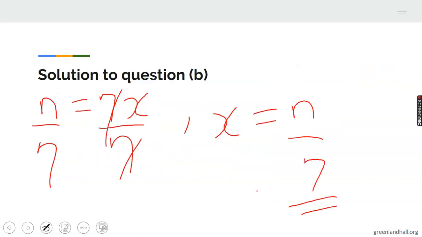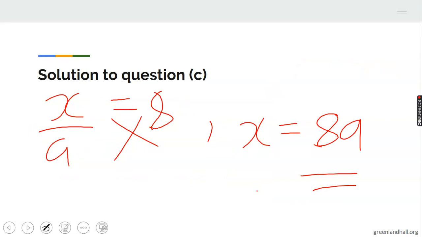What do we have in C? Okay, I want to make a. I believe you are doing something. Make a the subject of the formula here.